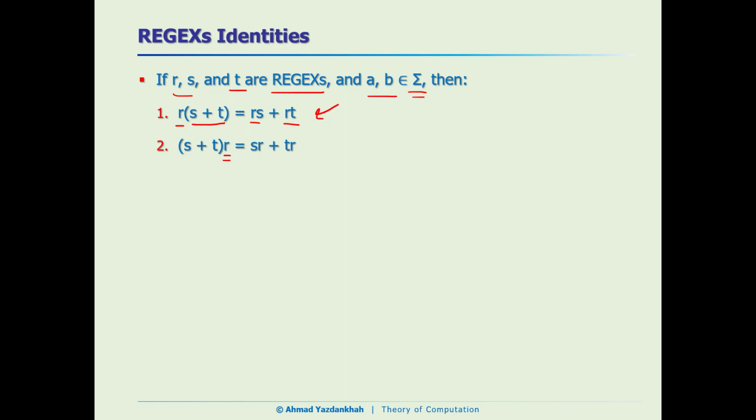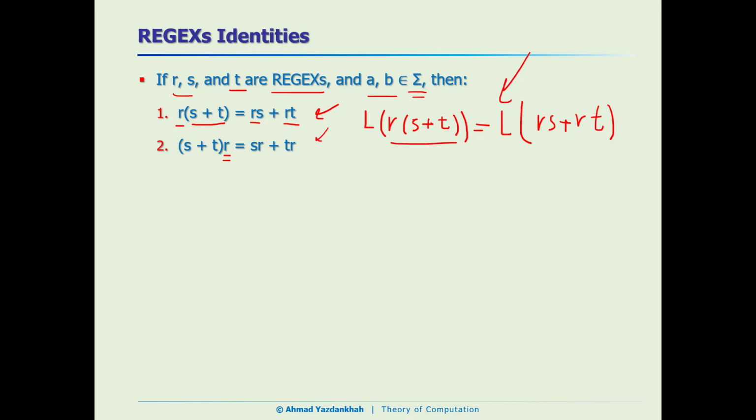How can we prove this? We need to prove that L of this is equivalent to L of RS plus RT. And how can we prove this? We can prove this by using those 7 rules that we learned in the previous lecture. Okay, we are not going to go over that, but for practice, you can do it by yourself.